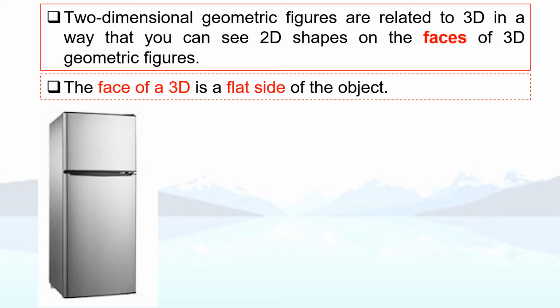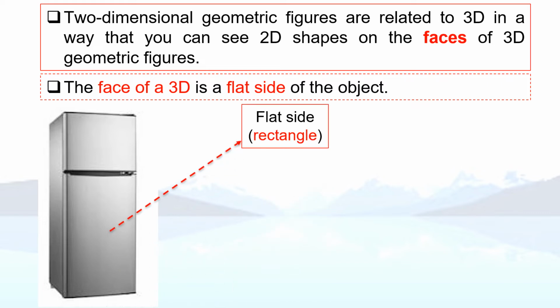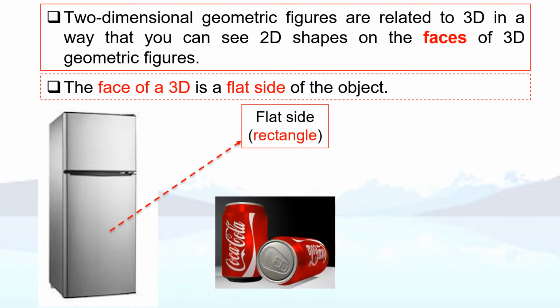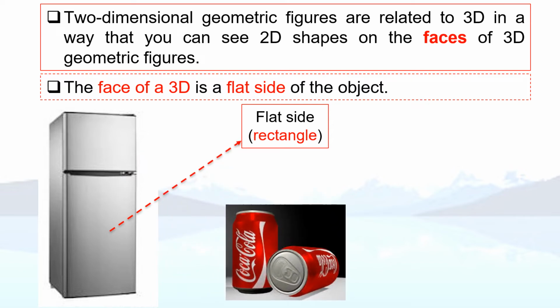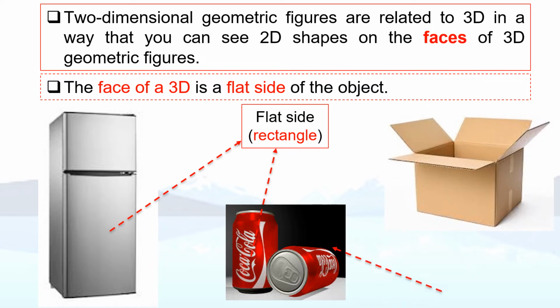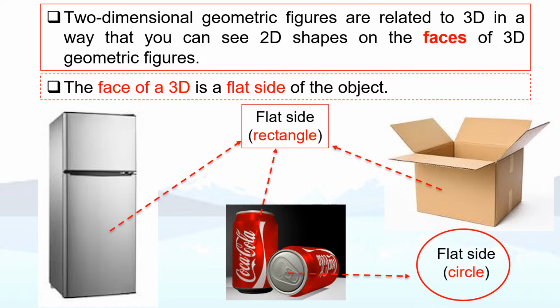Supposing we have this refrigerator or fridge. This is the flat side, which is a rectangle. And then we also have the Coke-in-can. This side is a rectangle also. Why rectangle? Because when you flatten the Coke-in-can, you will discover that it is a rectangle. And then this box, we have this flat side, which is a rectangle. And then going back to the Coke-in-can, this part, another flat side, is a circle.